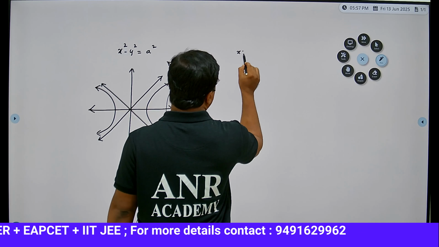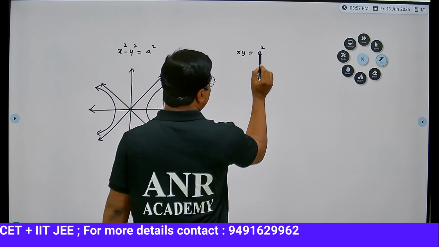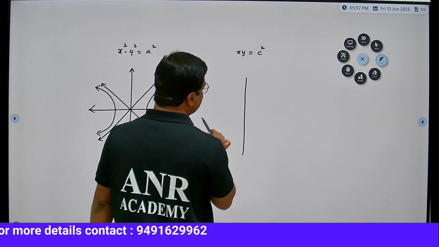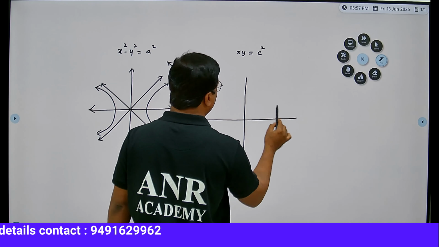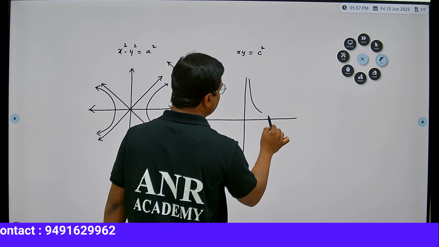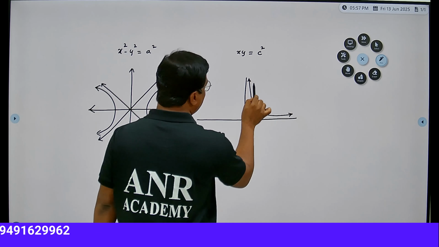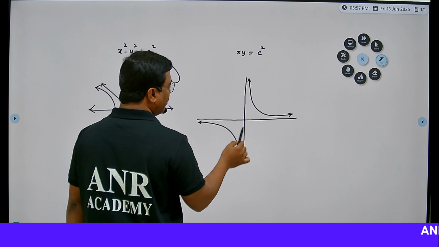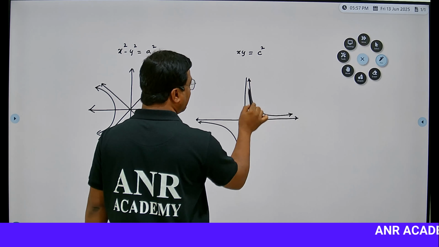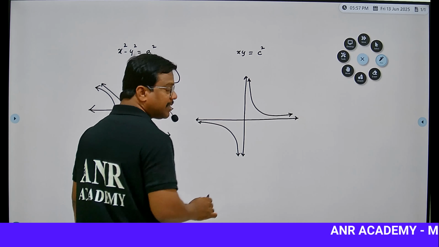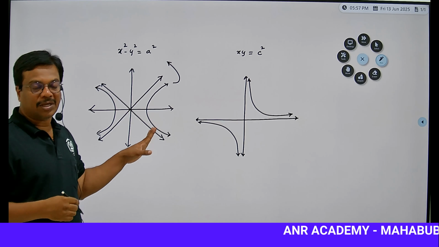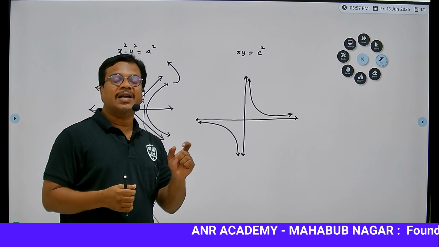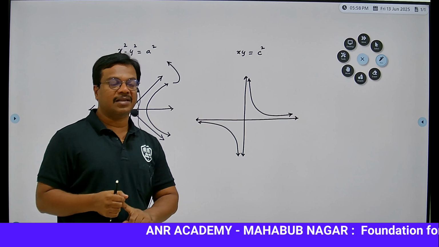To get xy equal to c square, it is also a rectangular hyperbola, and the graph of this you will get in the first quadrant as well as in the third quadrant, and here both the axes x and y act as asymptotes. You know that asymptotes are nothing but the straight lines which act as tangent at infinity.